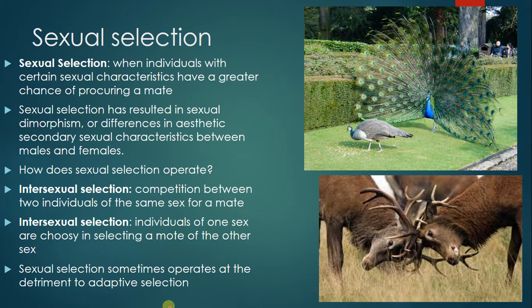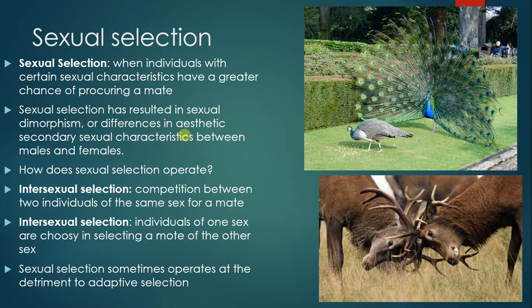Sexual selection was something that Darwin found really interesting. That was a special case of natural selection. Sexual selection is when individuals with a certain sexual characteristic have a greater chance of procuring a mate. So it's not natural selection. It has nothing to do with being more fit to survive, but being more able to procure a mate and then reproduce. It doesn't have to do with adaptations towards your environment.